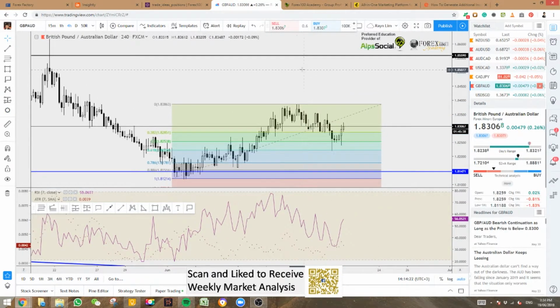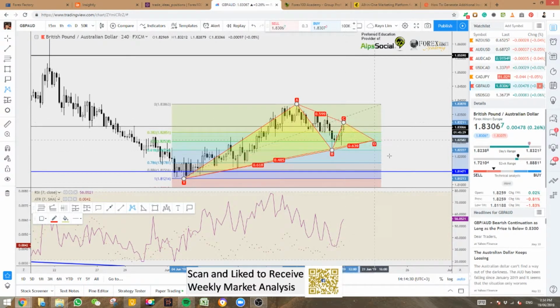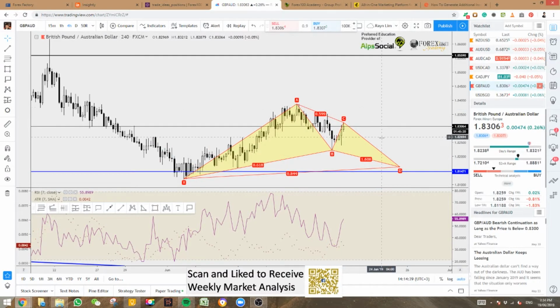Also godly pattern. Alright, so this is a sketch. So X to A to B, BC, assuming this is the highest. CD completion maybe somewhere here. Alright, so a potential buying opportunity.